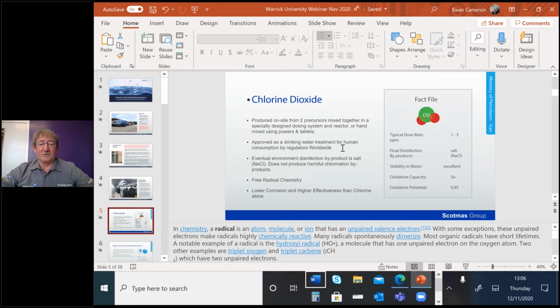As we said earlier, it's been approved as drinking water for human consumption, and the breakdown components are salt, so it's basically as environmentally friendly as you can get. It is a broad spectrum biocide, so we can control not just spores but also bacteria, viruses, and a general very quick kill because of what's called free radical chemistry. It's very low in corrosion, and it's far more effective than chlorine at the same dose rates.